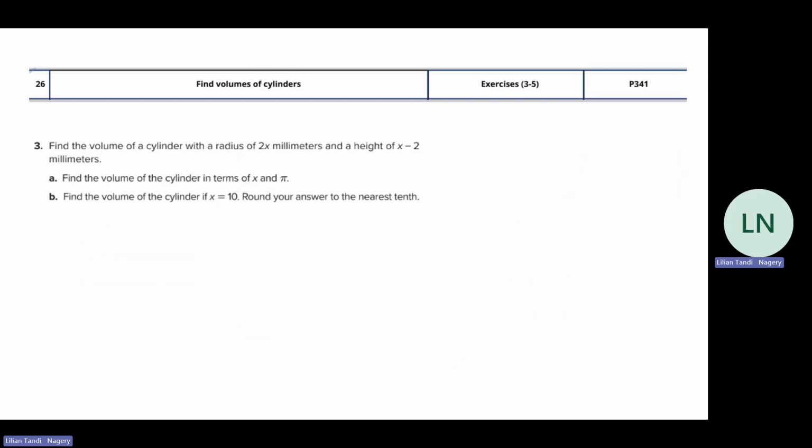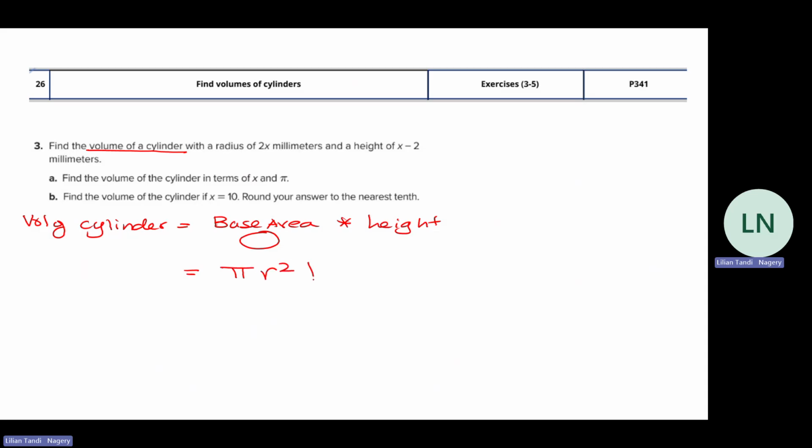Now the question is asking you to find the volume of a cylinder. So volume of cylinder equals base area times height. The base area of a cylinder is a circle. How do you find the area of a circle? Pi r squared, and then you multiply by the height. Now, according to this question, the radius is 2x and the height is x minus 2.